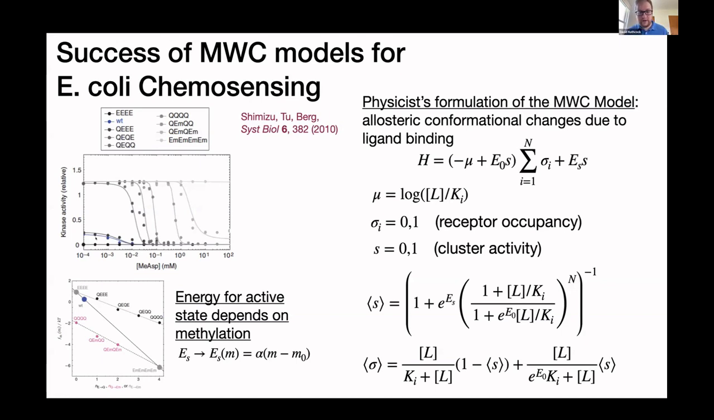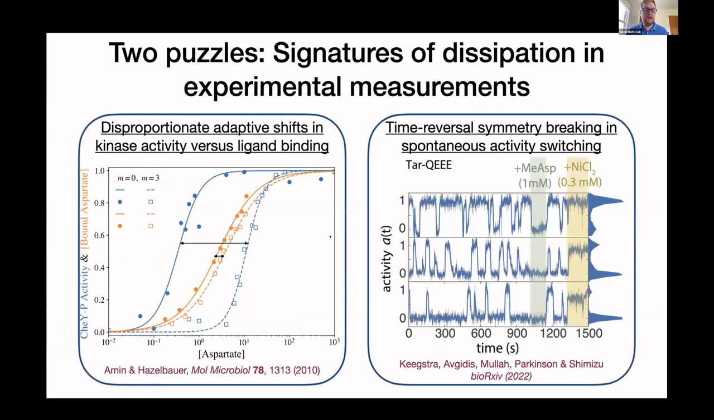Okay, so as I said, this is just one example, but there's a broad literature using this model to describe the system. But now I want to tell you about 2 experiments and some modeling we've done that goes beyond this MWC model. These are measurements that show the inherent dissipative nature of the system and give some insight into the underlying microscopic mechanisms for signaling.